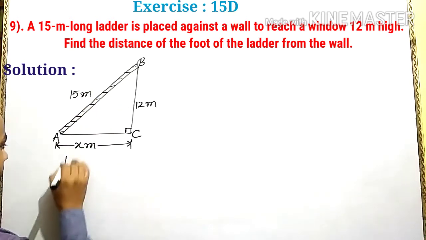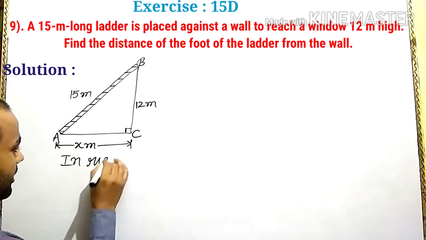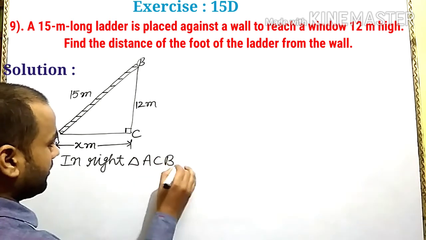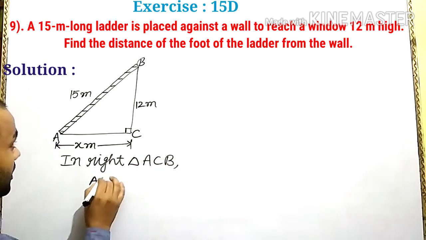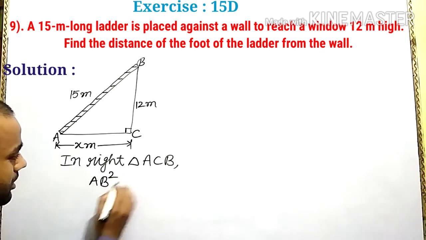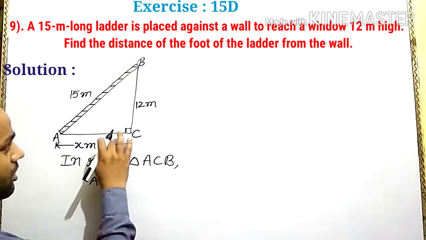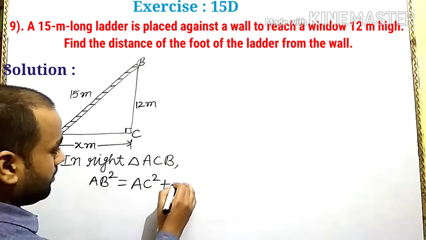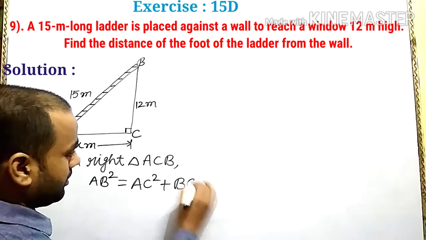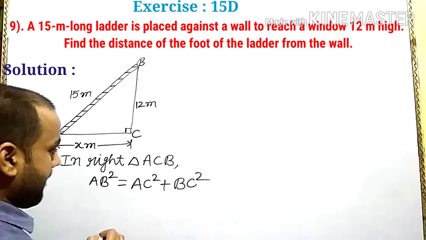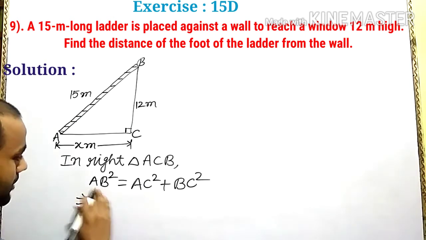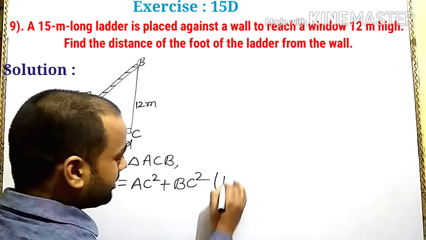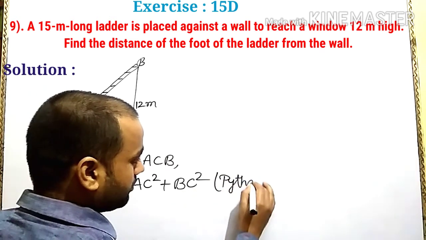So here in right triangle ACB, AB square, means hypotenuse square, is equal to the legs of the right triangle, means AC or BC, means the square of AC plus the square of BC. Here AB square is equal to AC square plus BC square, we write by Pythagoras theorem.